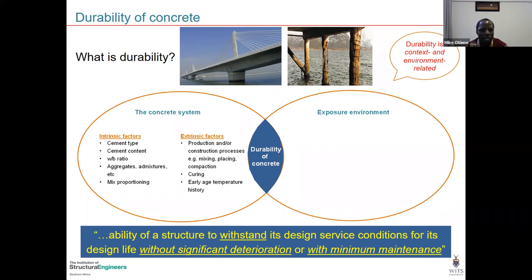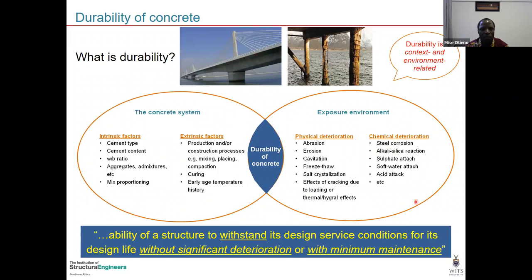Then on the other side, we have the environment. And on the environment side, we really need to think about deterioration either physically or from chemical causes. We could talk about abrasion, erosion, and things like that. Or we could talk about chemical deterioration mechanisms, like, for example, steel corrosion, which is one of the main causes of deterioration in our concrete structures, especially in the coastal regions. Alkali-silica reaction, sulfate attack, all these chemical deterioration mechanisms are quite important.